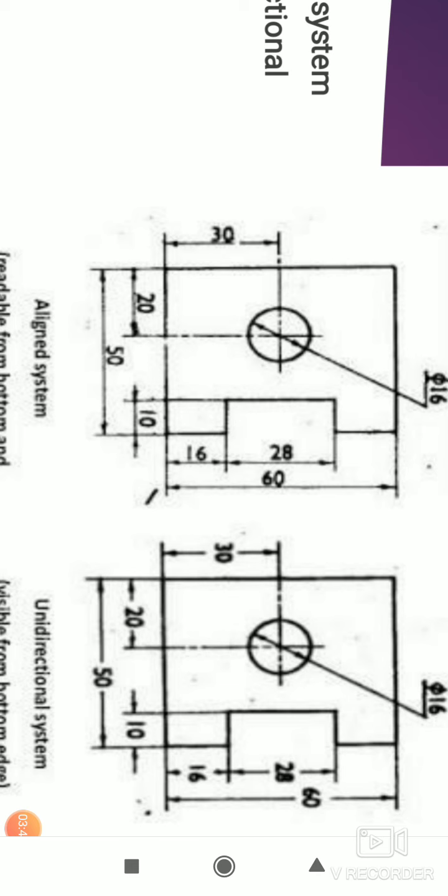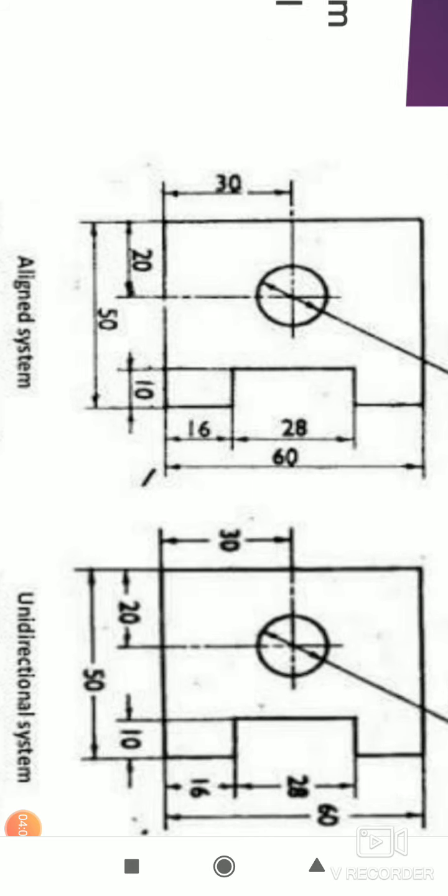It means we can read dimensions from the bottom side or right side. Those dimensions are placed along the dimension line, and again, they can be read from the bottom or right side.